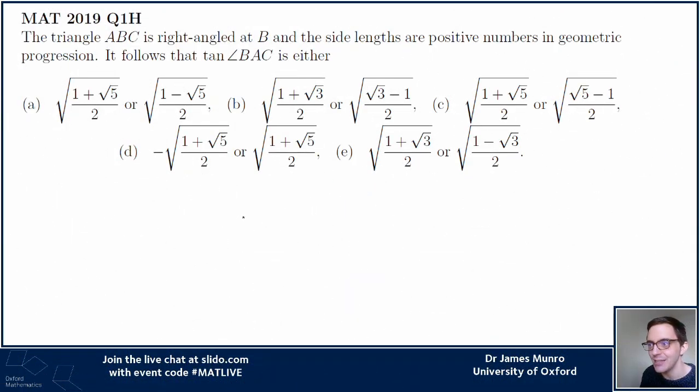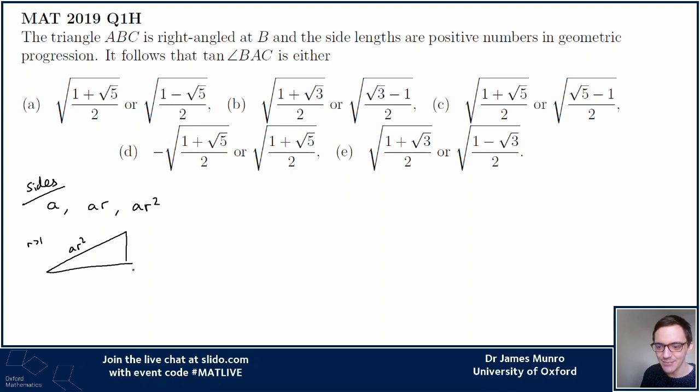Question 1h is a question that I wrote about a right-angled triangle with the sides in geometric progression. So that means that the sides are numbers a, ar, ar squared. I suppose that R could be one of these geometric progressions where the sides get larger or where the numbers get smaller. Either way round, we want the largest side to be on the hypotenuse. So let's say R is bigger than 1, and put ar squared on the hypotenuse.